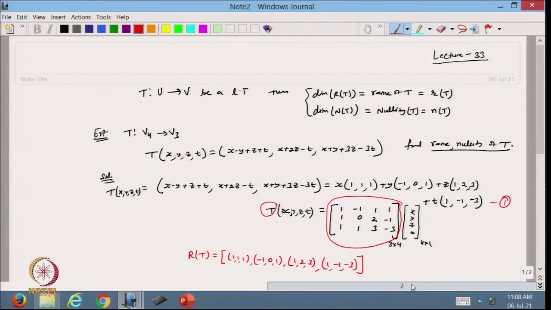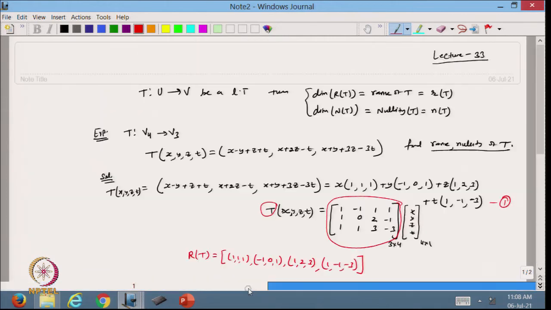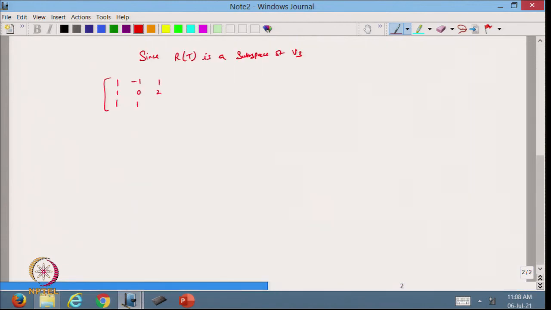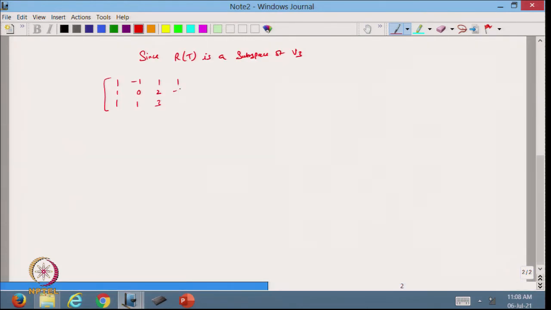So, I will take this matrix. The corresponding matrix I have is 1 1 1, next is -1 0 1, then 1 2 3, and the next is 1 -1 -3. So, this is the matrix we are having. Now, I will reduce this into the echelon form.